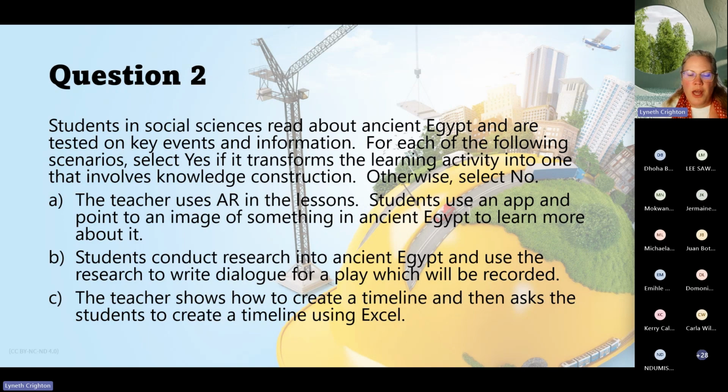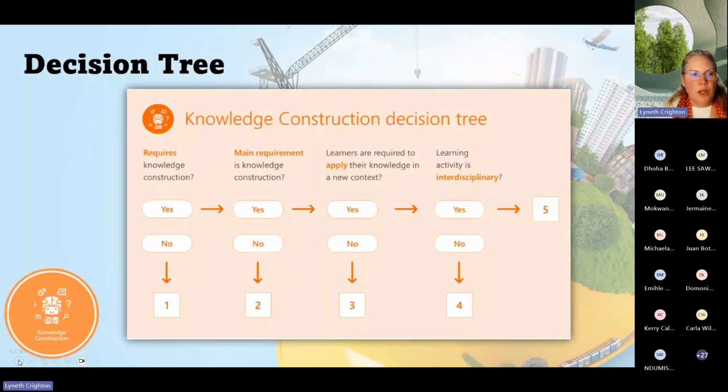The other two, they're basically just showing you what they already know, which you told them, and taking their notes and putting them into AR or using Excel. So that's what the decision tree looks like. The way it works is you ask the question, does it require knowledge construction? If you say yes, you move on to the next question. If you say no, that's where the score comes from.